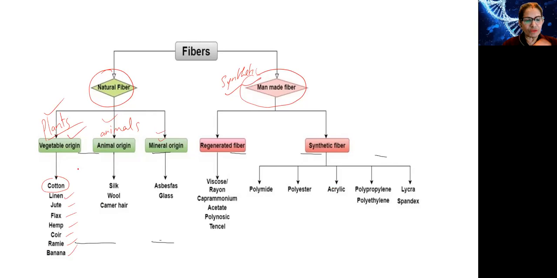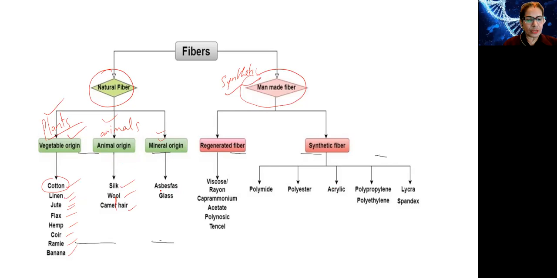So we can get fibers from these: cotton, linen, jute plant, cotton plant, jute plant, linen plant. We can get these fibers from vegetable origin, from these plants. Then from the animals, the fibers we get are silk, wool, and camel hair. All these are the fibers we get from the animals.